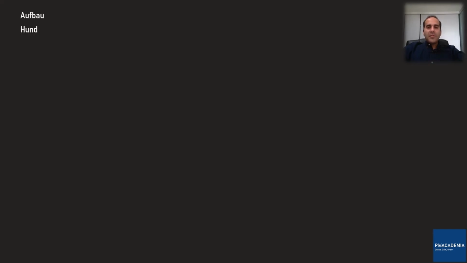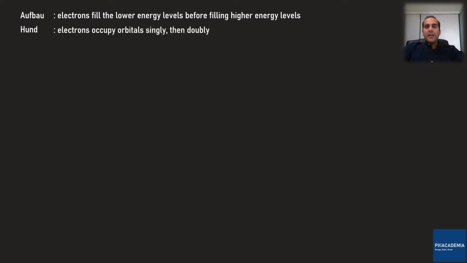Aufbau's principle says electrons fill the lower energy levels before filling higher energy levels. Hund's principle states if in an energy sublevel there are two or more orbitals, electrons spinning in the same direction fill orbitals singly, and then electrons spinning in the opposite direction fill the empty states in the orbitals. This sounds too wordy, I know.